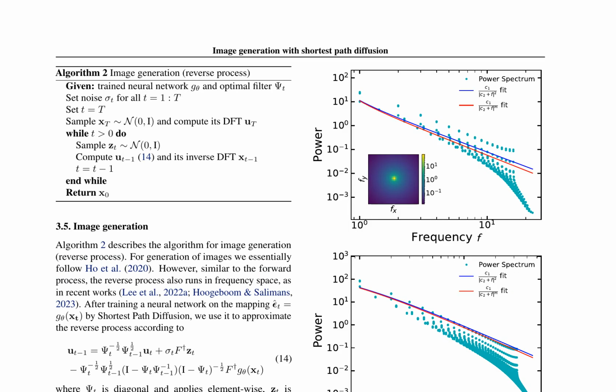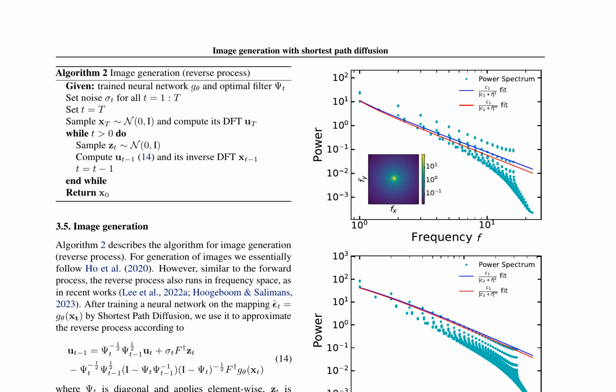Image generation using the shortest path diffusion method involves a reverse process operating in frequency space, which is the inverse of the forward process. This algorithm leverages a trained neural network and an optimal filter to produce high-quality images. The process begins with sampling noise, followed by computation of the discrete Fourier transform. The inverse discrete Fourier transform is then iteratively applied to obtain the final image.